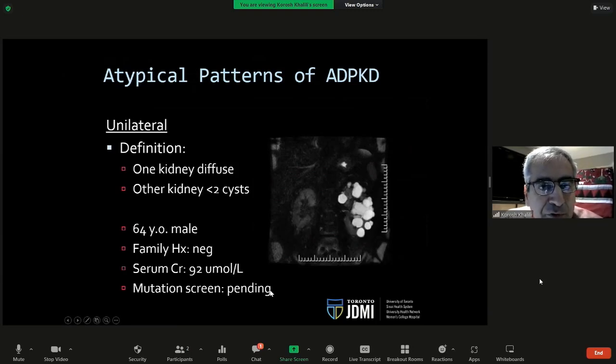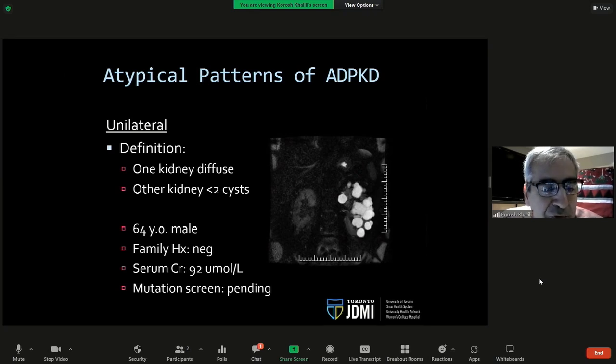So those were kind of typical appearances, randomly distributed, bilateral, and symmetrical. It's important to identify the atypical patterns, because those patients will tend not to have as bad or as severe function loss in the future, especially as patients who have the typical patterns of bilateral random distribution of the cyst. So what are the atypical patterns?